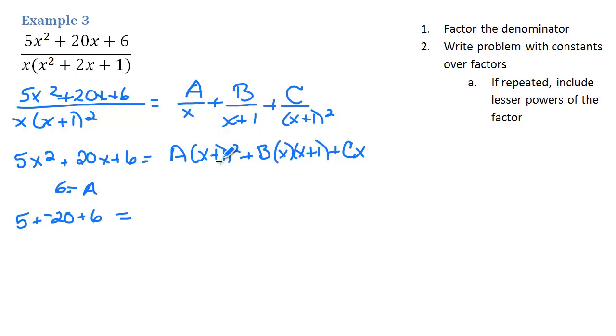Negative 1 plus 1 is 0, 0 squared times a, we'll get a 0 here, and c times negative 1 is negative c. So we have a total of negative 9 equals negative c, so 9 equals c. So we have two of our variables.